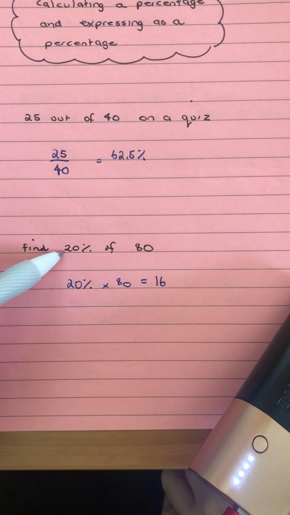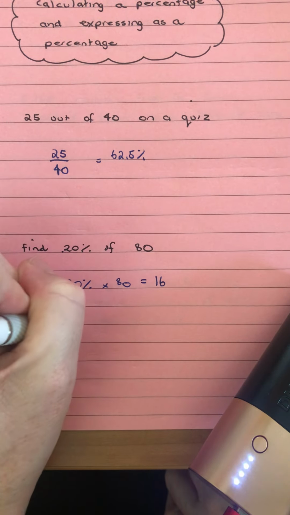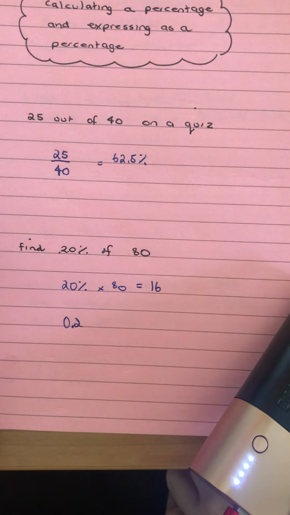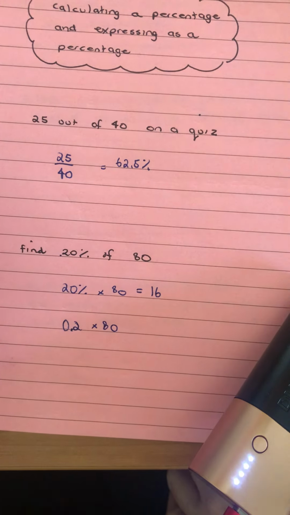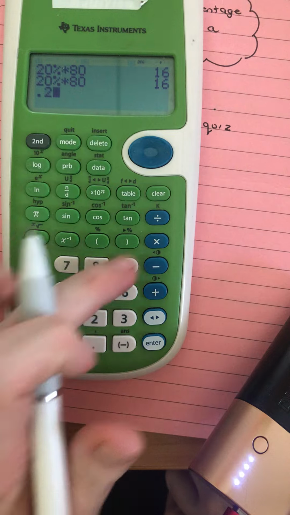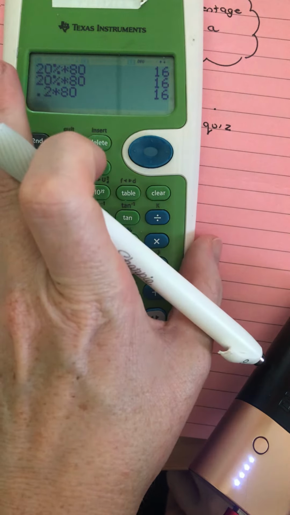Another option is to say, well, you know that 20% is the same as 0.2. So you can do 0.2 times 80, grab your calculator, 0.2 times 80, and you get 16.